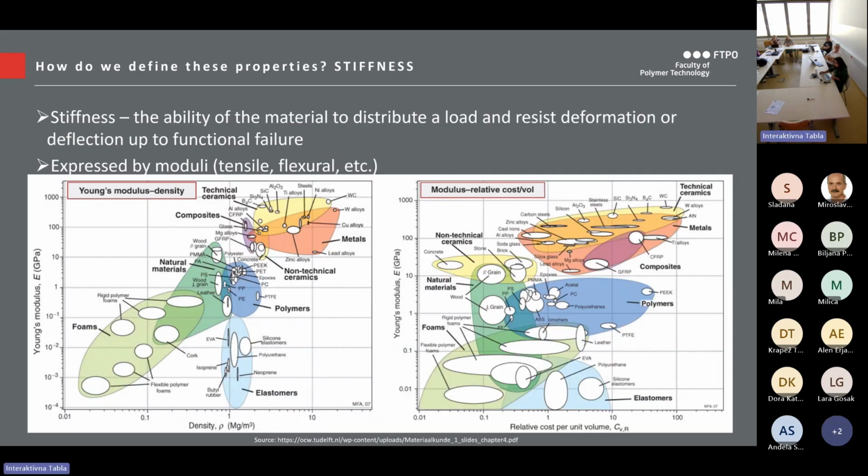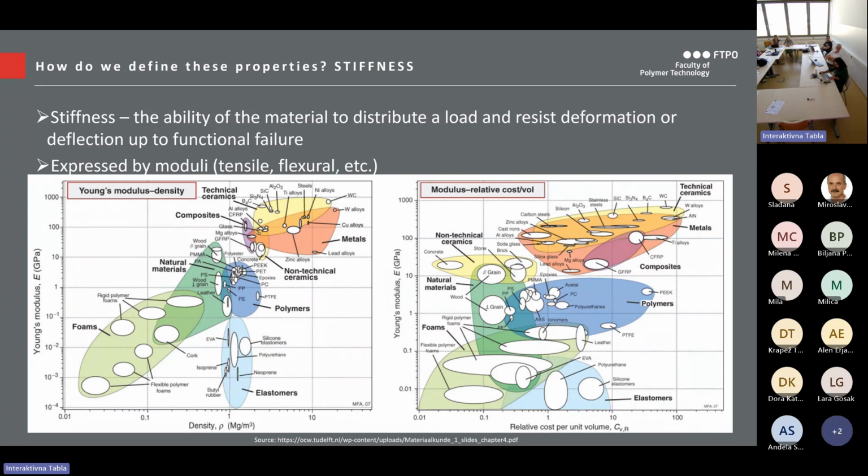Further on, about the stiffness, actually stiffness is the ability of the material to distribute the load and resist the deformation or deflection up to failure. It's expressed by moduli, either tensile, flexural, shearing, etc., in dependence of the load that we are applying to our sample. Here we have some graphs showing the moduli, the stiffness, in dependence of density of classic materials.